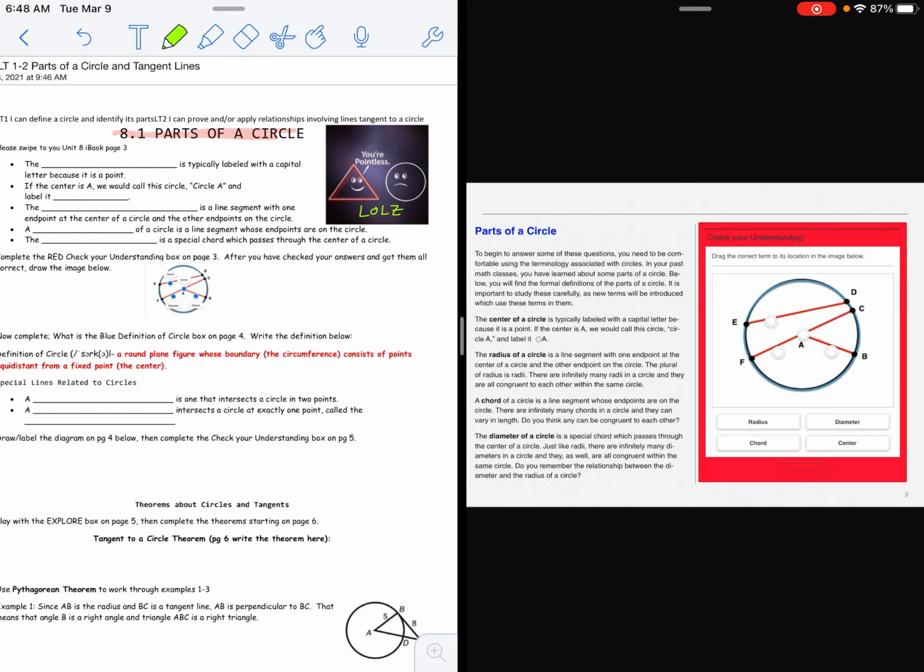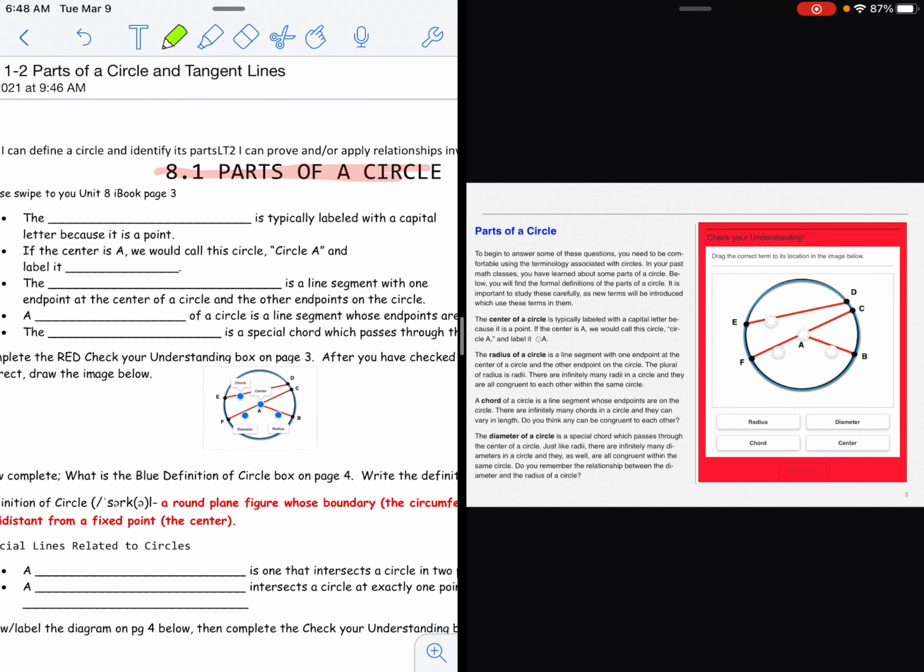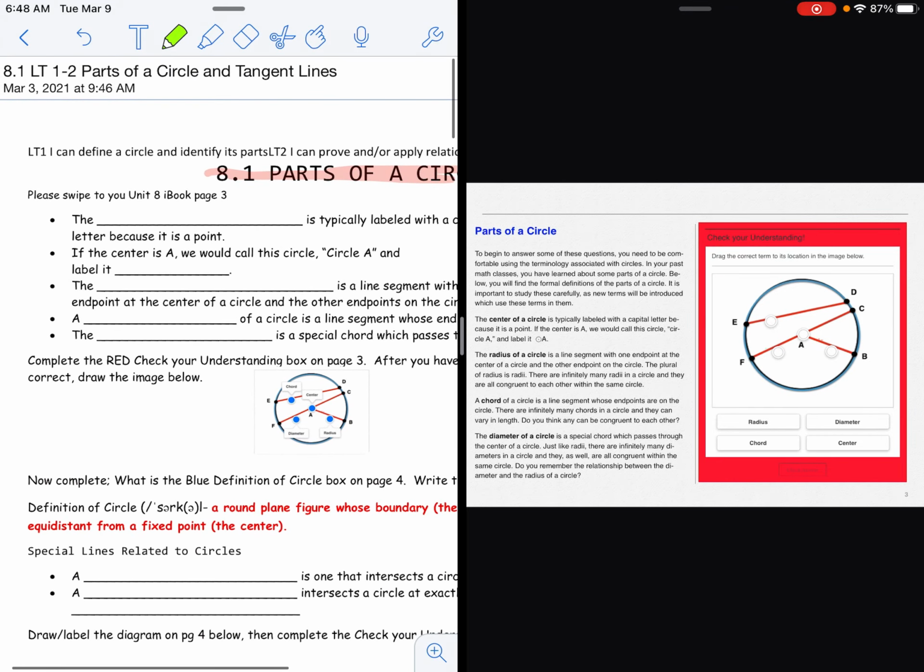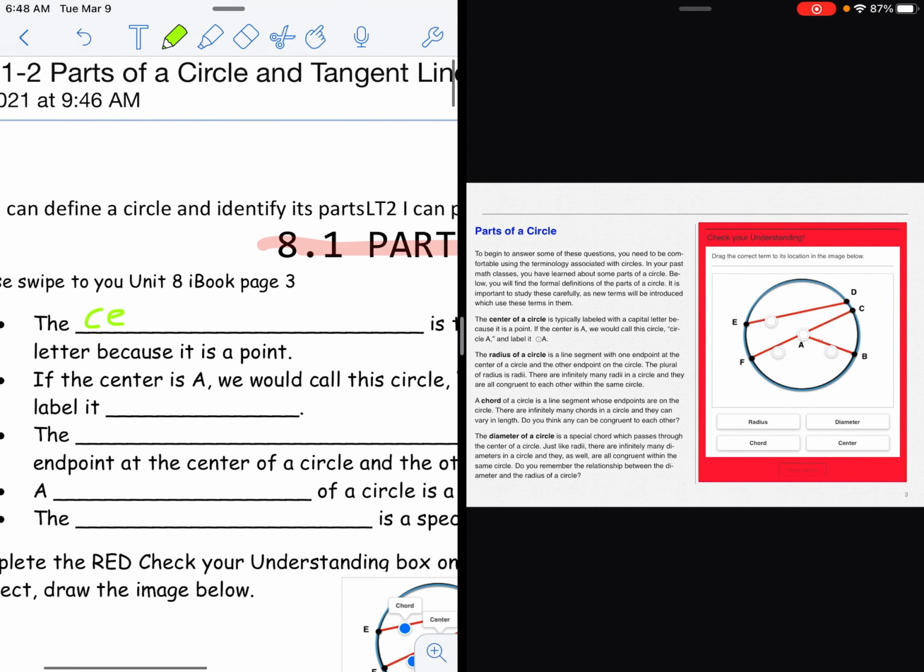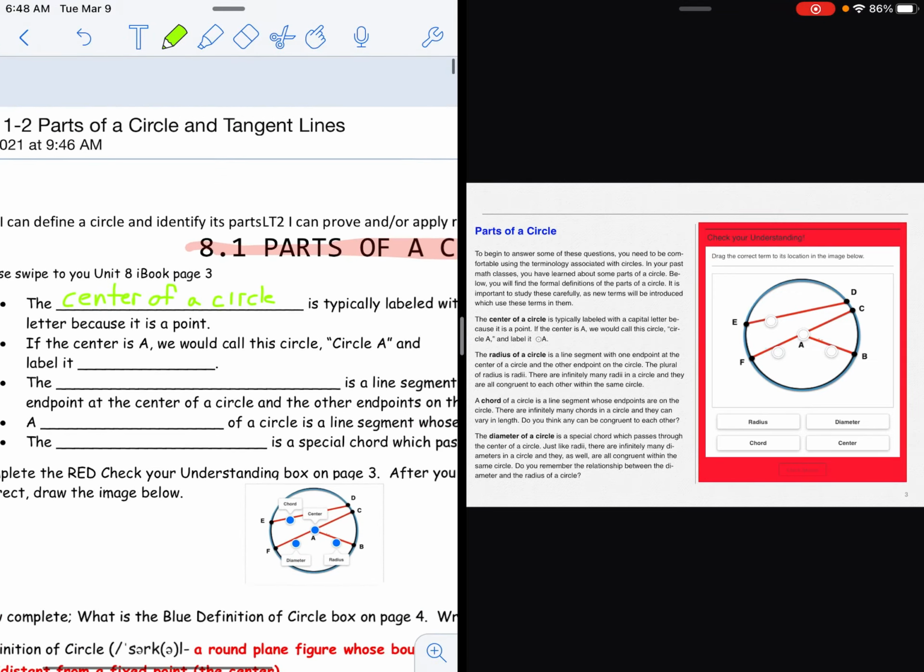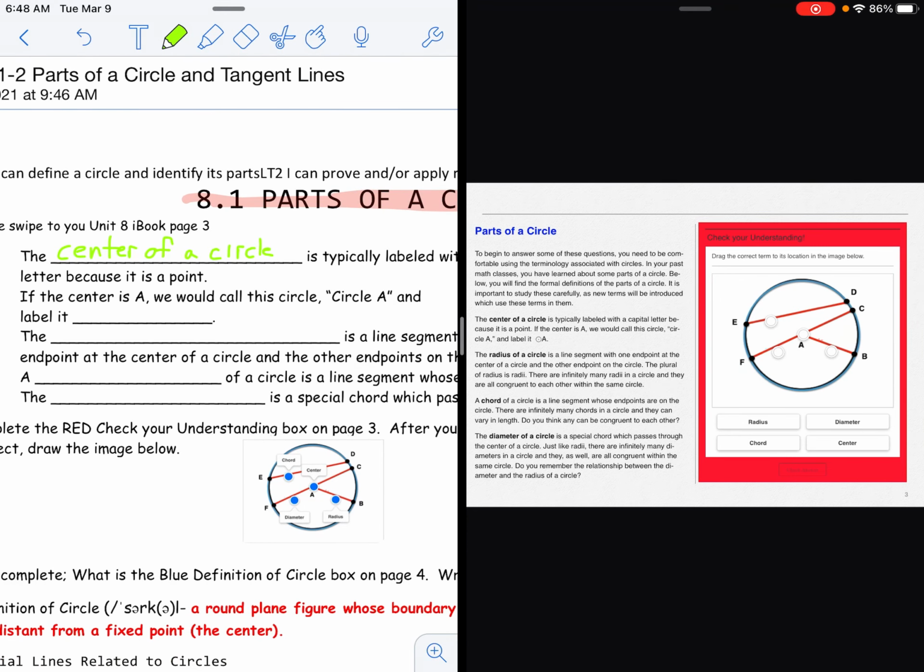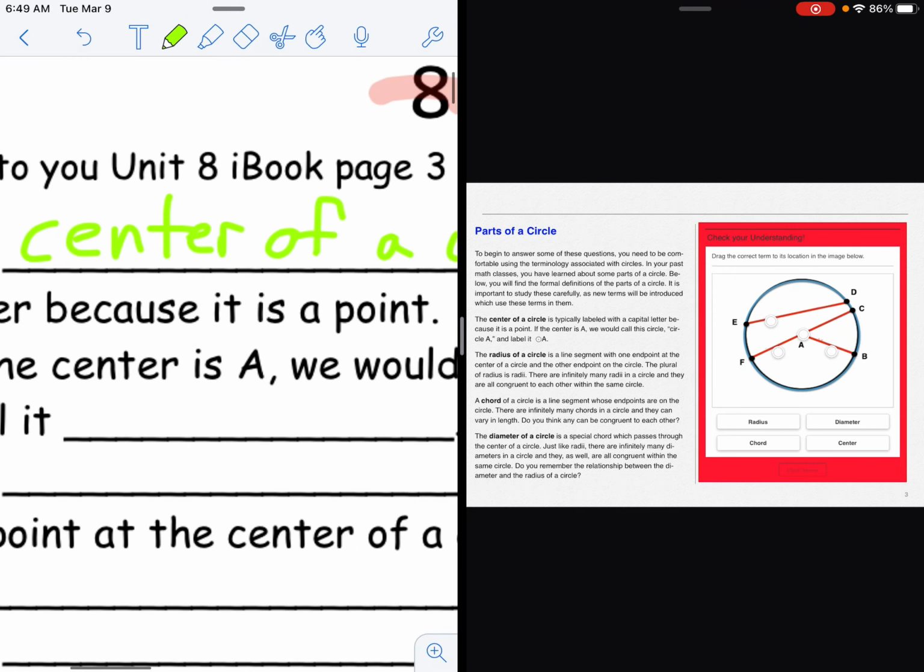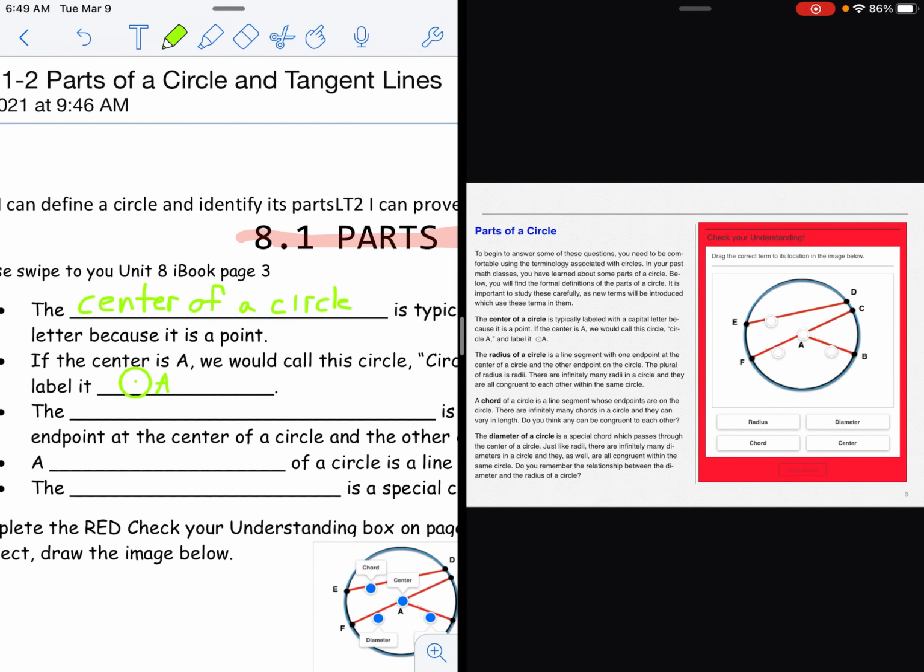All right, so let's follow along in the iBook. We got some definitions. The center of a circle is typically labeled with a capital letter because it is a point. If the center is A, we would call the circle A and label it. You literally draw a circle, draw the center point, and call it A like that. So that's what we call circles, usually just by the center.